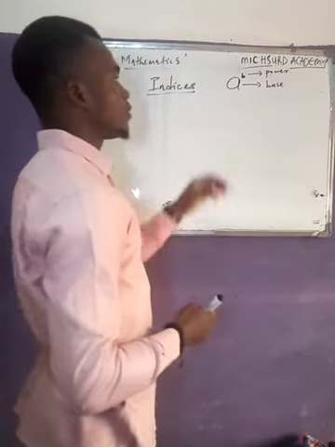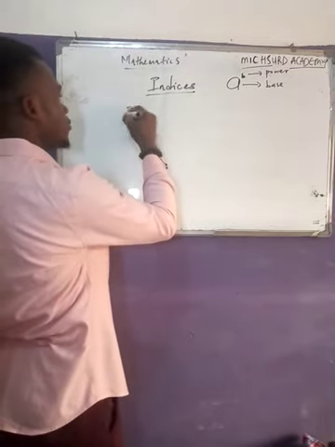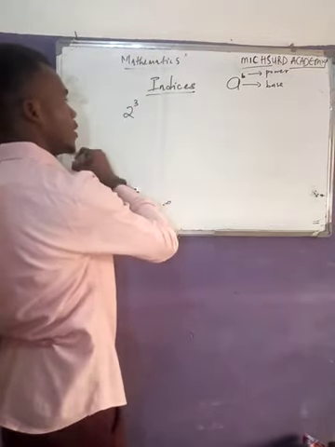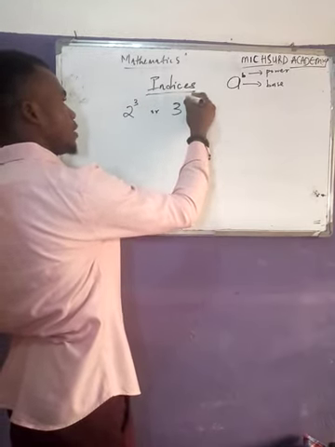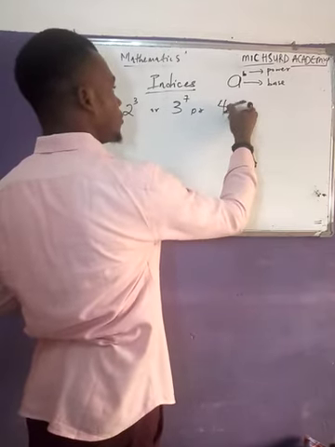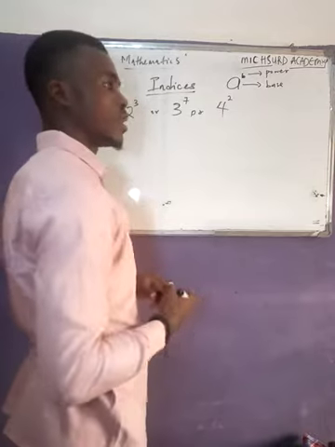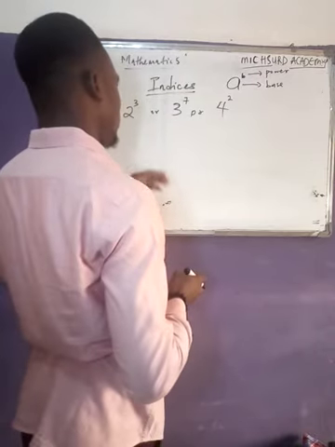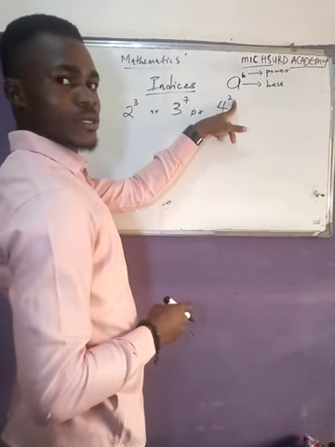For example, we can have something like 2 raised to power 3, or 3 raised to power 7, or 4 raised to power 2, and so many of them. So the point here is that we have a base and we have a power.